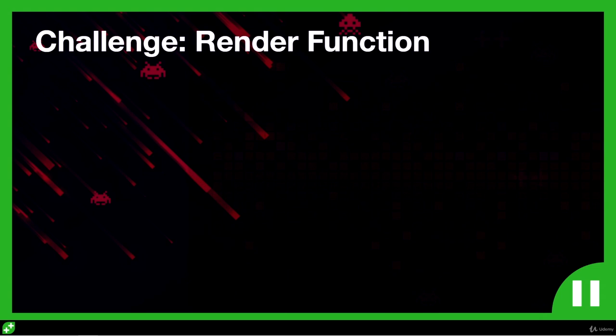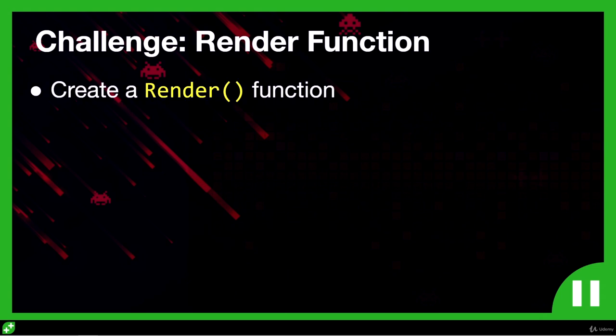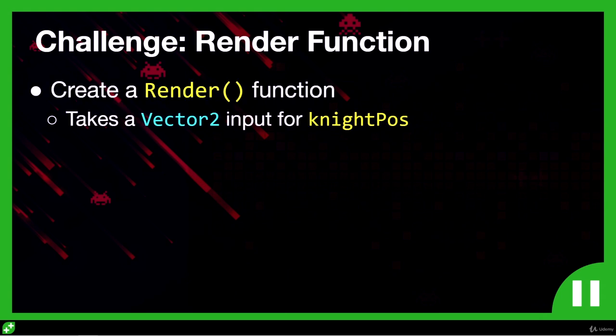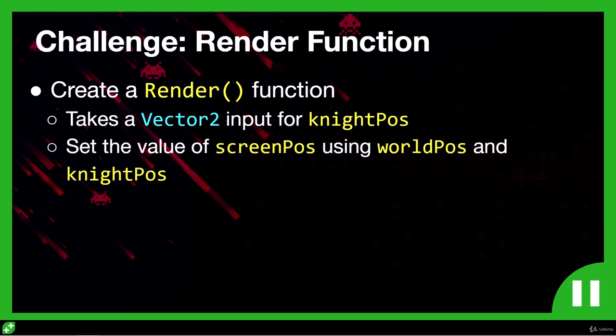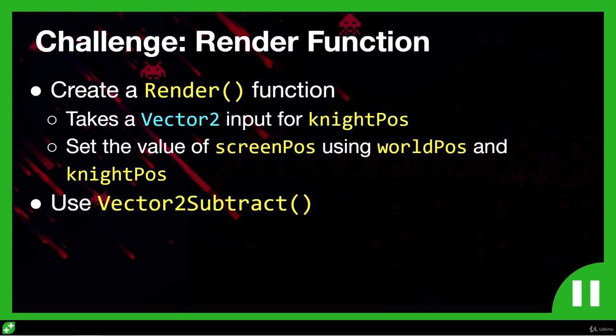So here's your challenge. Create the render function for the prop. This function will take a vector2 input for the character's position. Call this knight pos. Now set the value of screen pos using its own world position, world pos, and the character's position, knight pos. Now since we know that screen pos is equal to world pos minus knight pos, we're going to need to use the vector operation Vector2Subtract, which also means you're going to need to include raymath.